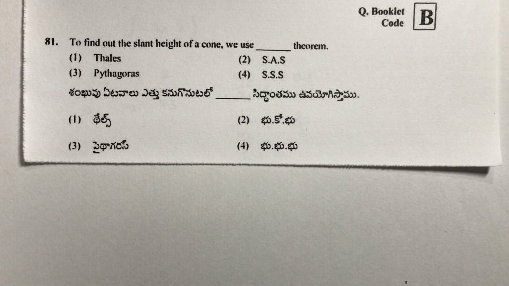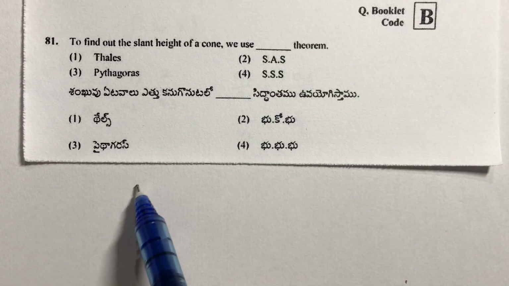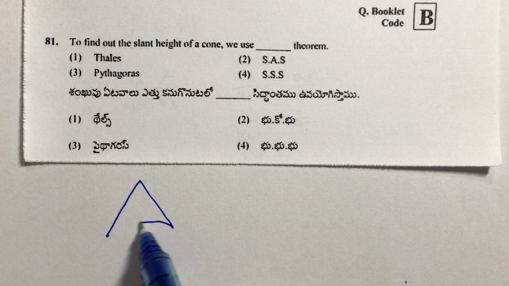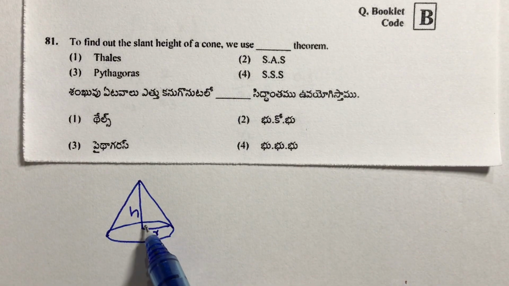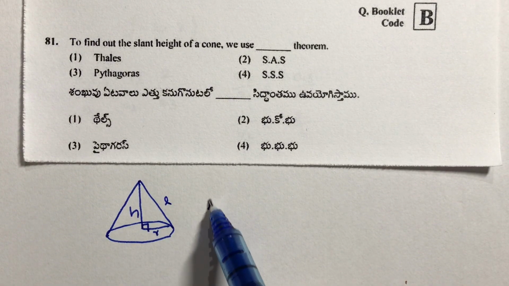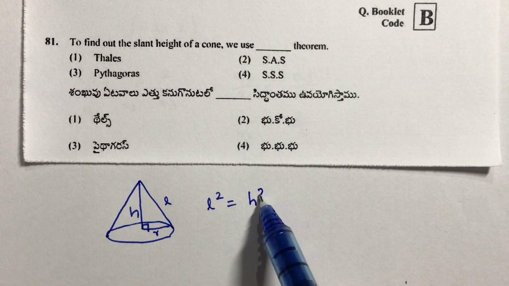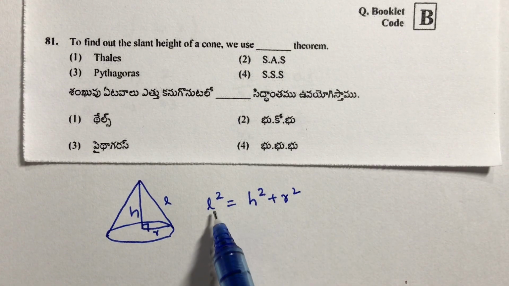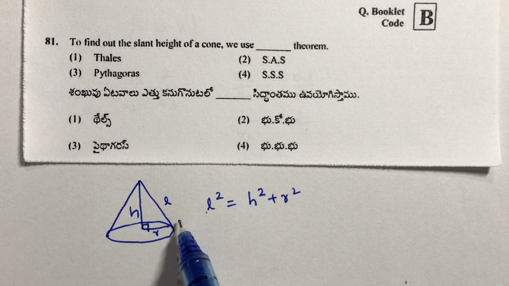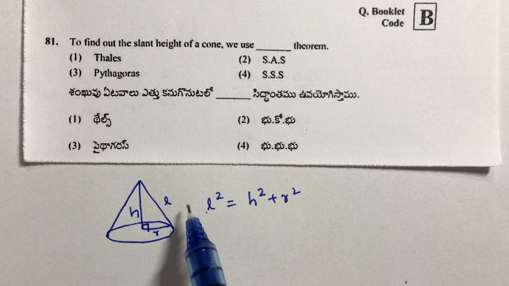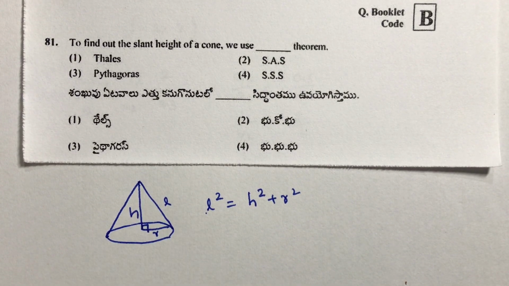Find the slant height of a cone. To find the slant height of a cone, when height is given and radius is given, we'll use the Pythagoras theorem: hypotenuse square equals sum of the squares of the other two sides. So L square equals h square plus r square. Here L is the slant height. So to find the slant height, we will use the Pythagoras theorem. So the correct option is 3.